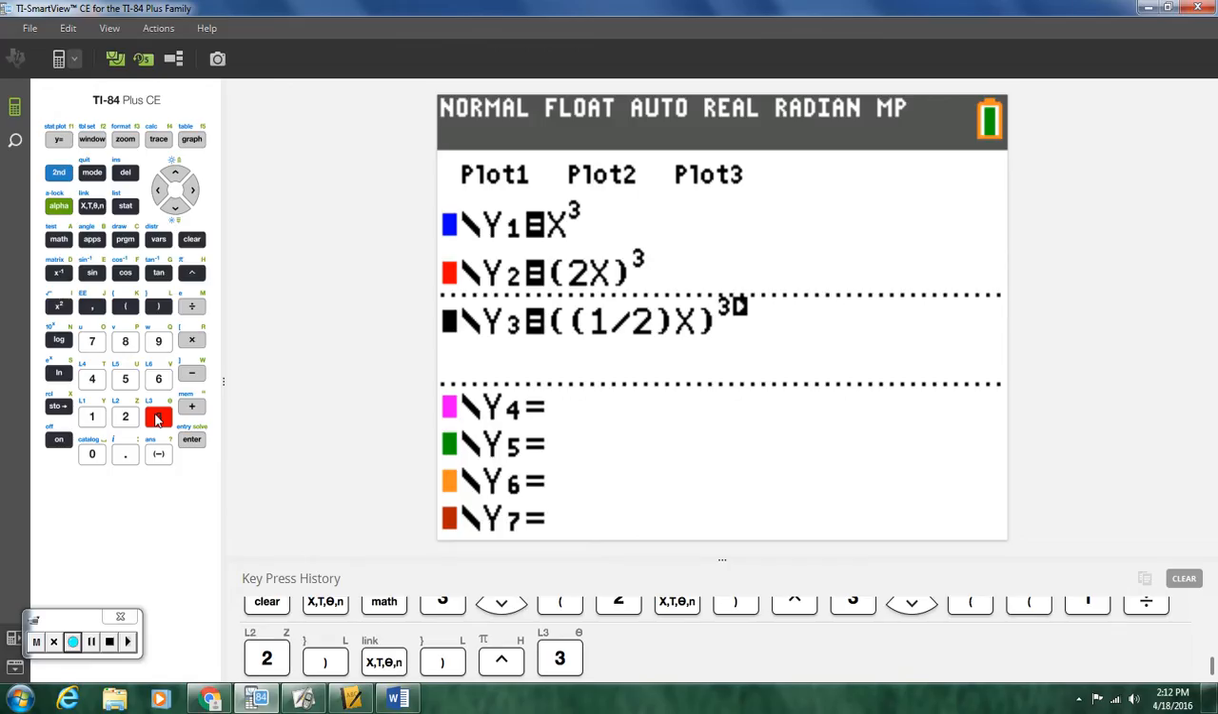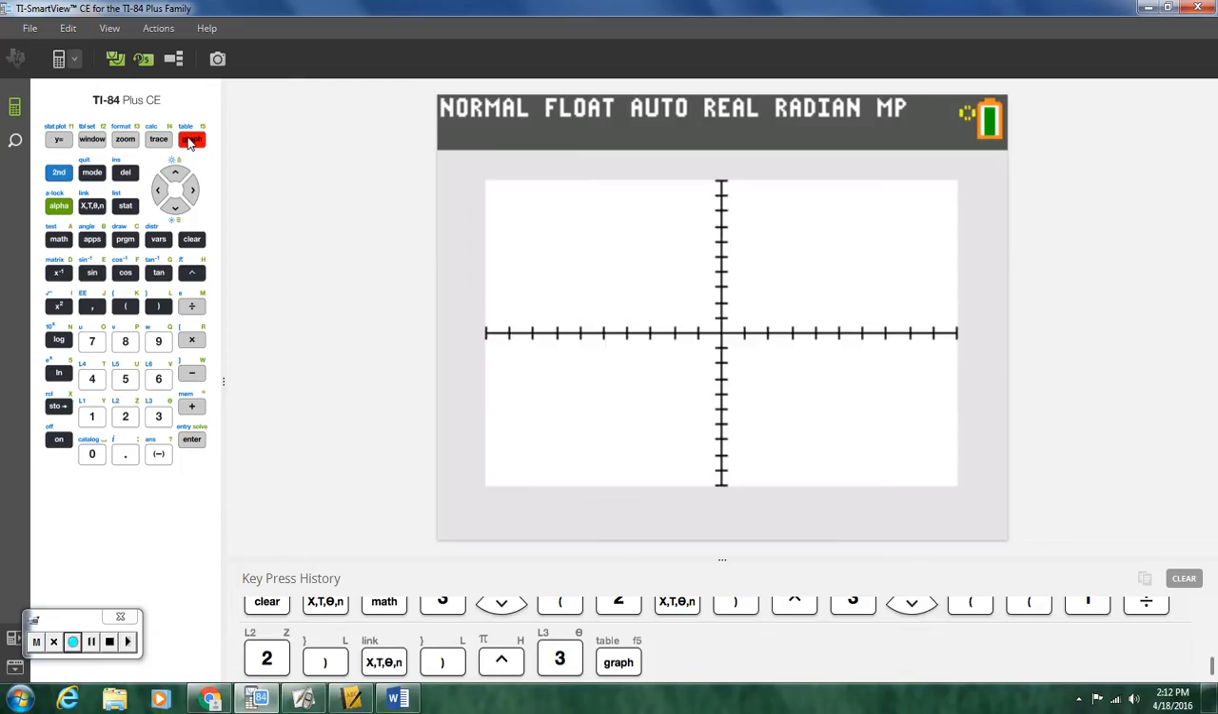So we're expecting it, like I said, some of you, to stretch it. So there's the 2x cubed, and to compress it like that. Go ahead and draw your little sketch there. Again, it doesn't have to be perfect. You just want to know that everything.